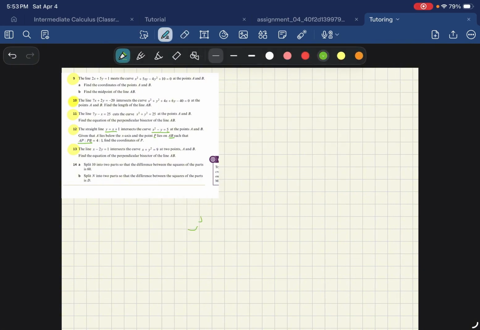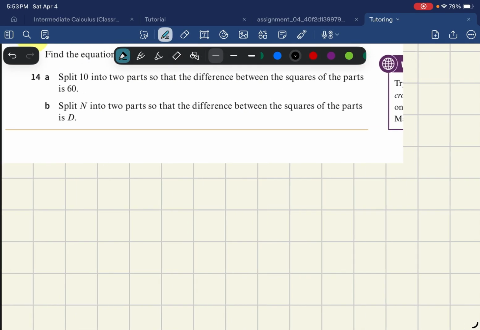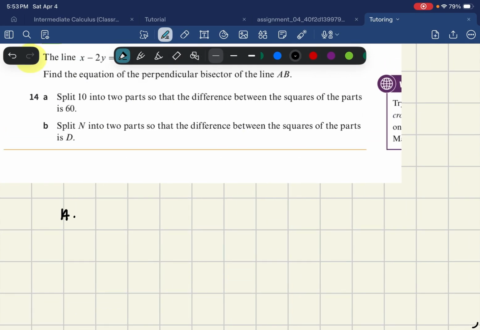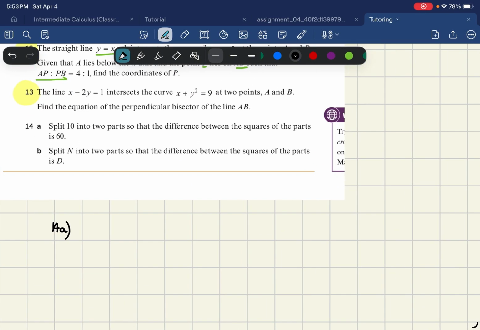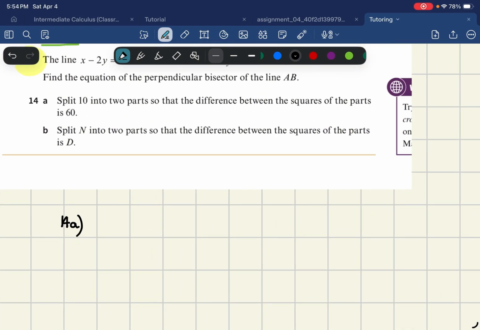And finally, we have question 14. So 13 is very, very similar to the questions we have previously done. So let's go to 14. So we are asked to split 10 into 2 parts so that the difference between the squares of the parts is 60. So let's just say the parts are A and B.